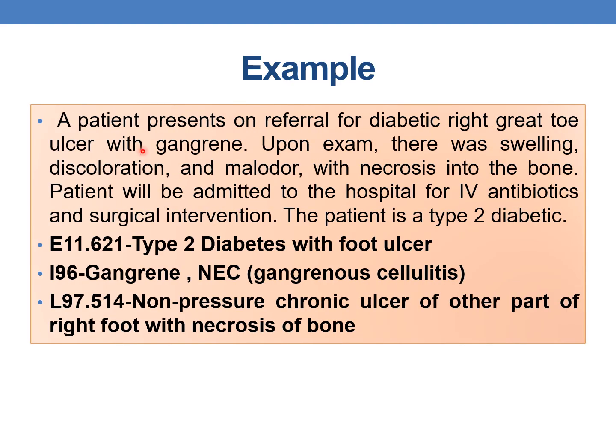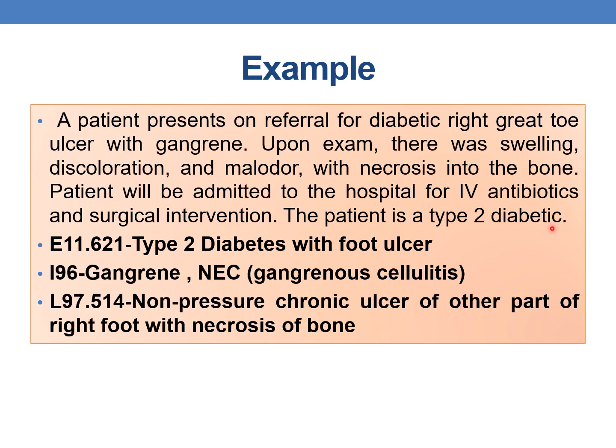One more example. A patient presents on referral for diabetic right grade 2 ulcer with gangrene. Upon examination, there was swelling, discoloration and malodor with necrosis into bone. Here the documentation is ulcer necrosis into bone. Patient will be admitted to hospital for IV antibiotics and surgical intervention. The patient is a type 2 diabetic.